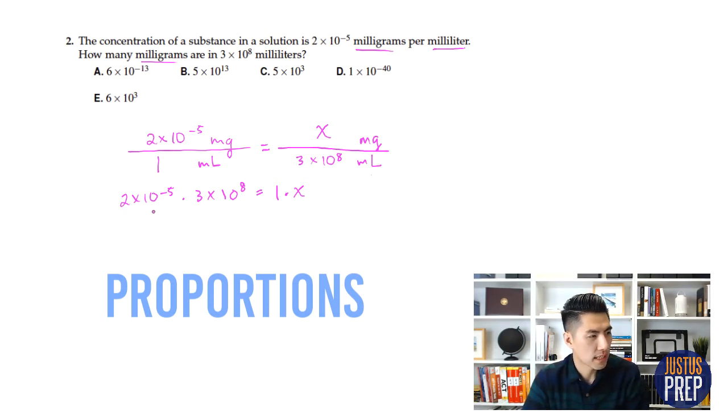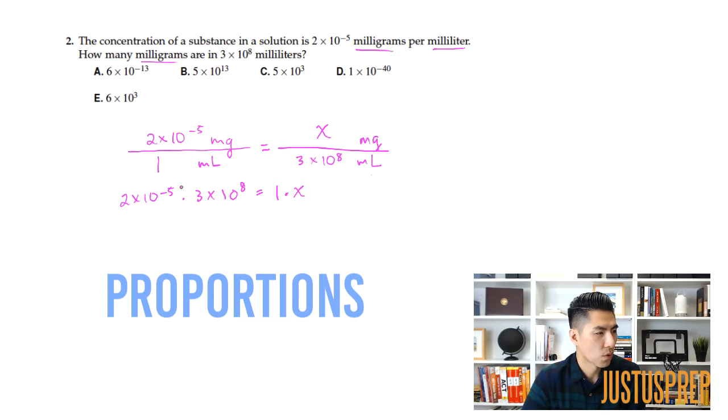First, we notice that each of these numbers is connected by multiplication. There's multiplication here, here, and here. So we can change the order of things. I can take 2 and multiply it by 3, and that'll give me 6. And then I have times 10 to the negative 5th and times 10 to the 8th.